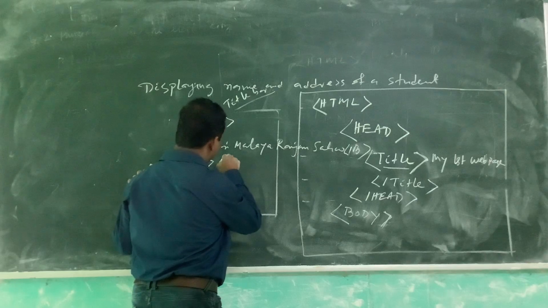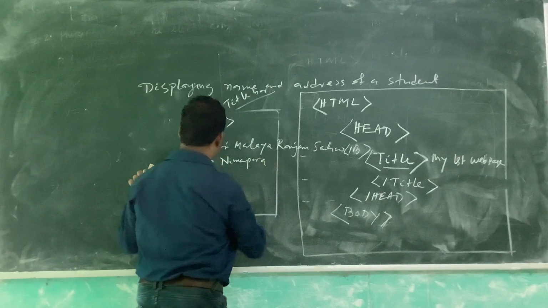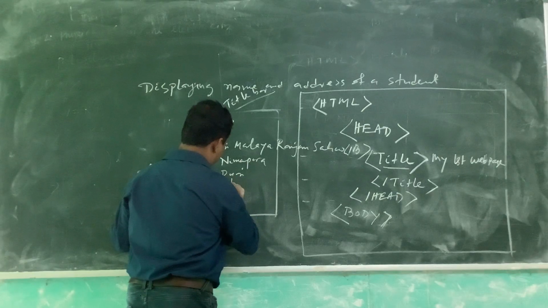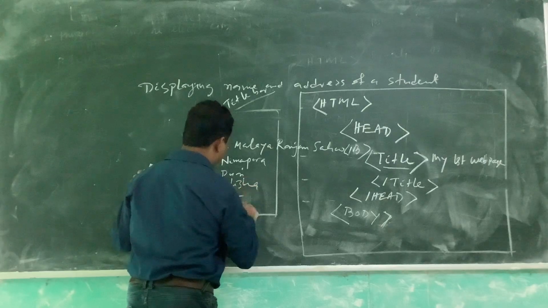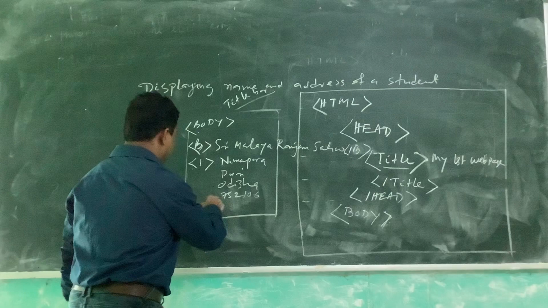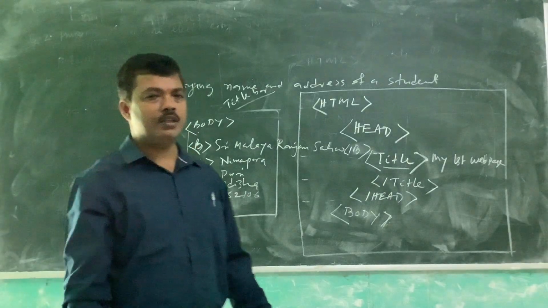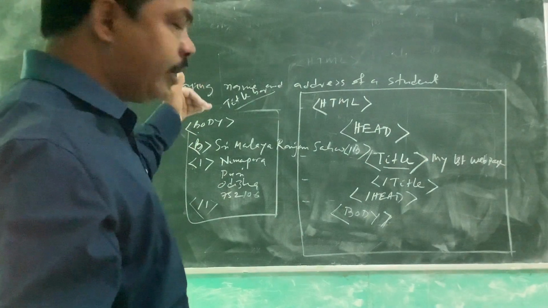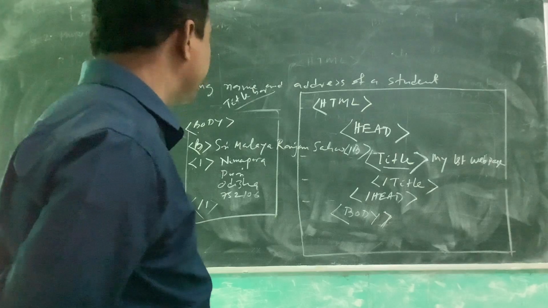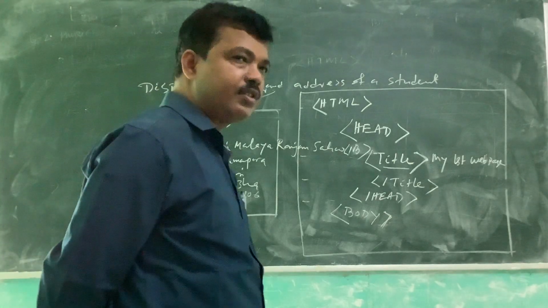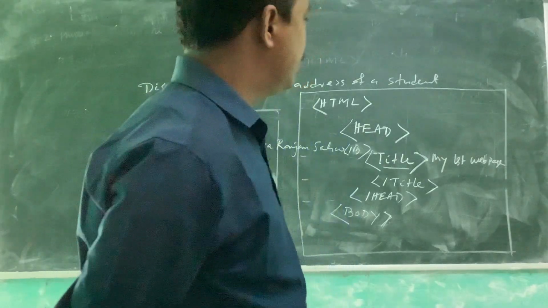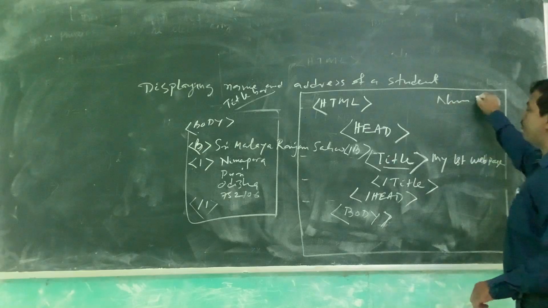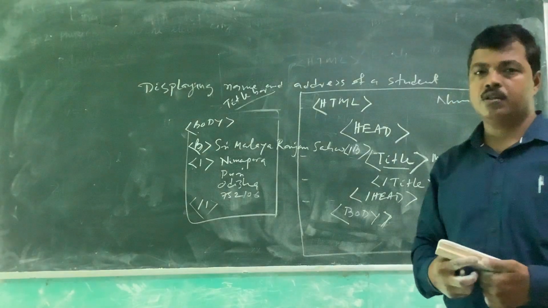Let Nimapada, Puri, Odisha, 752106 and slash I. Okay, so you typed the address of a student line by line, but at the time of running, at the time of executing or displaying your web page in a web browser, it will show all the addresses in one line, that is Nimapada, Puri, Odisha 752106.